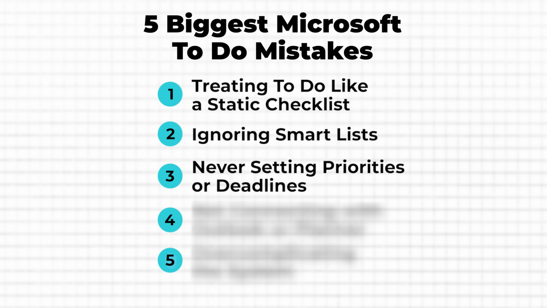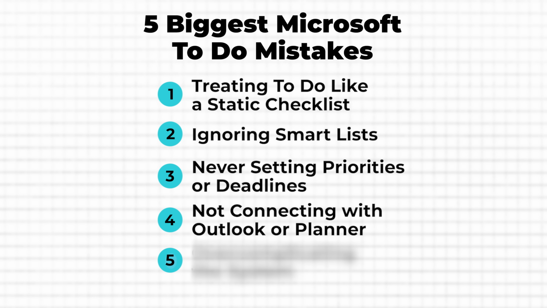Even when people get their tasks and priorities right, they often still miss one of To-Do's biggest strengths, its ability to connect across Microsoft 365. I see this all the time. Someone uses To-Do for their personal tasks, Outlook for emails, and Planner for team projects, but none of it talks to each other. The result is that tasks get scattered, duplicated, or forgotten. You're constantly switching apps, trying to remember where you noted what. And that's where integration and the real power of Microsoft 365 comes in.